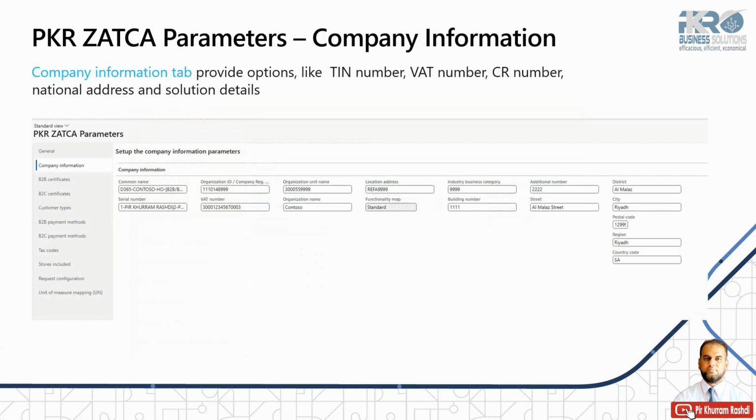Next, we have the Company info tab, where we will provide the tax information number, VAT numbers, company registration or CR number, and along with this the national address and the solution details like serial number and common name, etc. So these need to be in a particular format, and you can see on the screen different field values are already filled in as sample values.